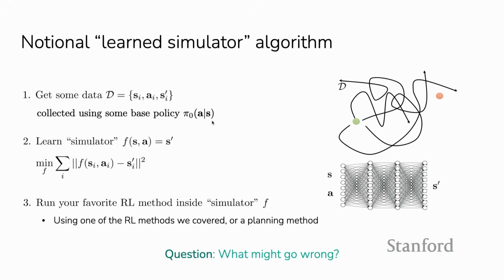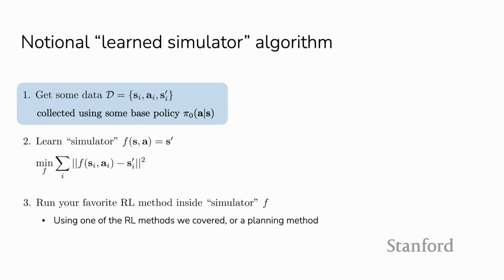Yeah, so there's also this data coverage issue. Similar to what we've seen when training Q functions and other things, if this pi0, this initial policy, is different from the policy that you're ultimately learning, then you're going to have this mismatch, and your model might not be accurate for the states that are visited by the policy that you're learning.